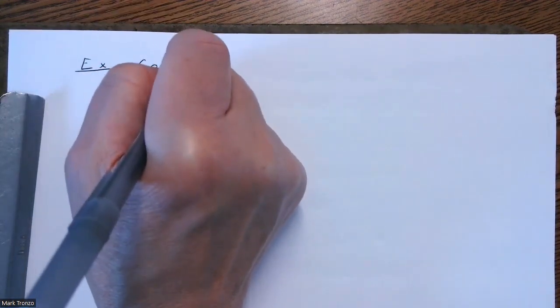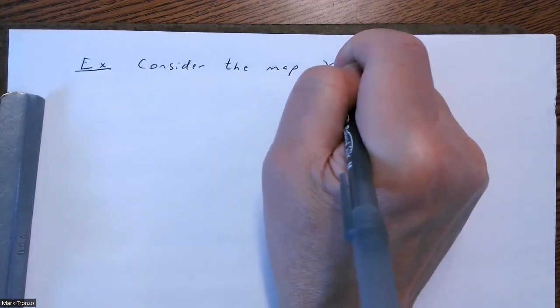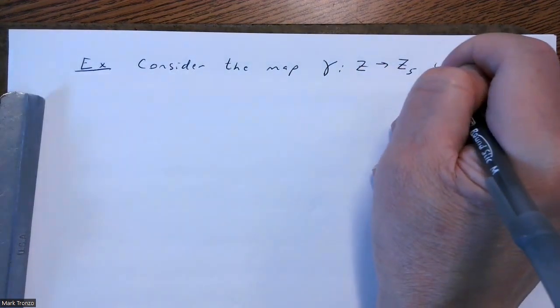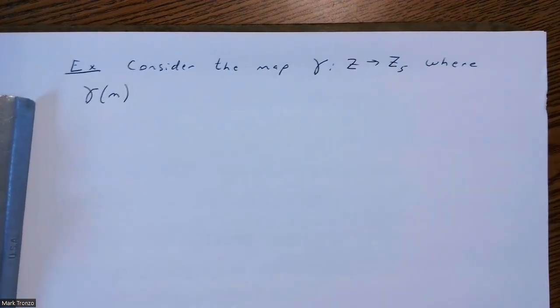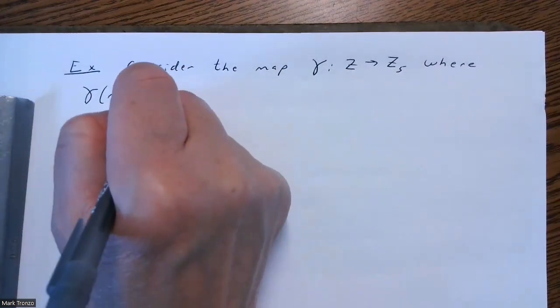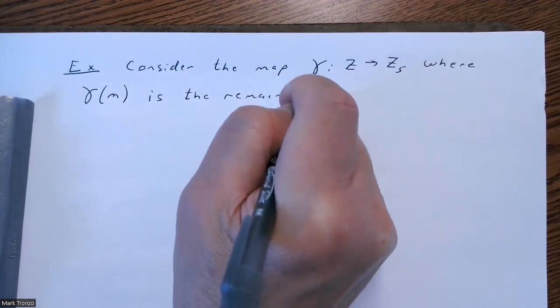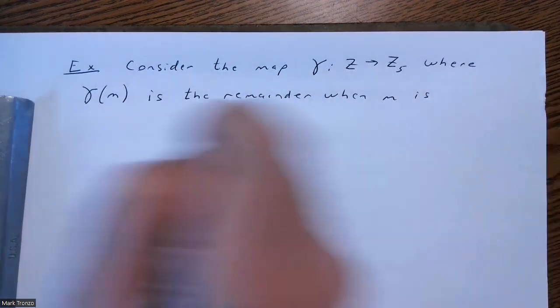And just want to show how you might add some stuff. So consider the map gamma from Z to Z5, where this function is the remainder when m is divided by 5.